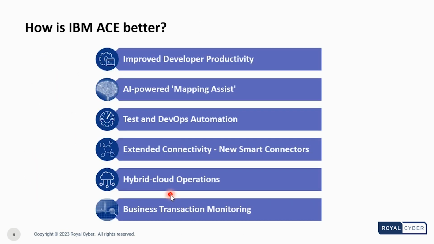Now, how's ACE better? There are a lot of benefits, as we mentioned in the previous slide. The first one is improved developer productivity. It improves time to value through intelligent and optimized tuning. It provides an integrated and common user experience with API management tools plus a lot of accelerators. It simplifies the creation of your message flows and message models from scratch.